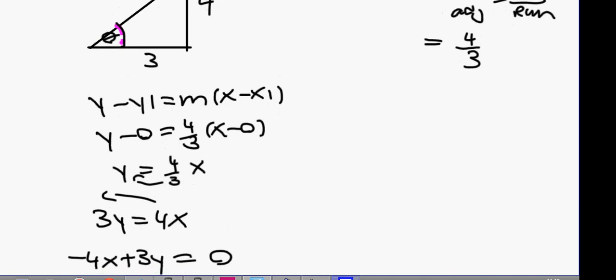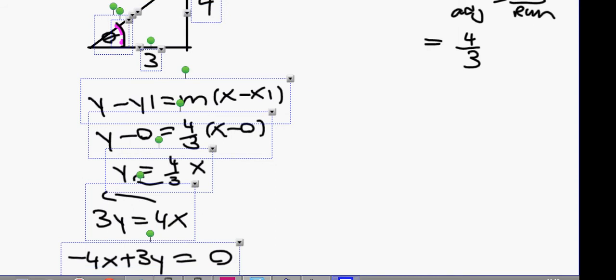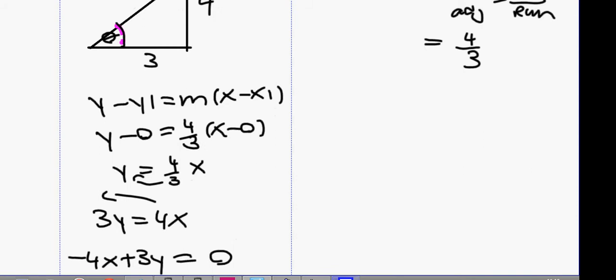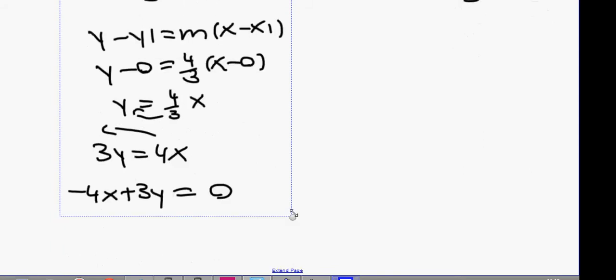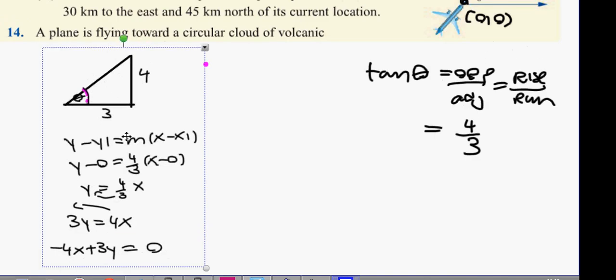Now, once we have that done, I reckon the next part is going to be find its closest approach to a point. Okay, so find its perpendicular distance to a point. Okay, so there it is there, right?